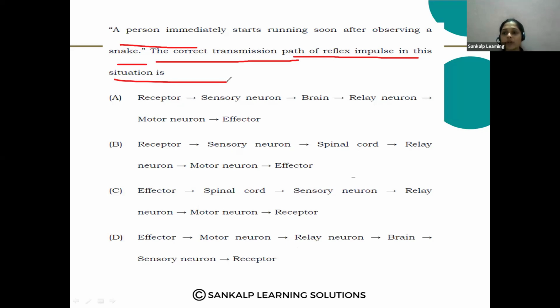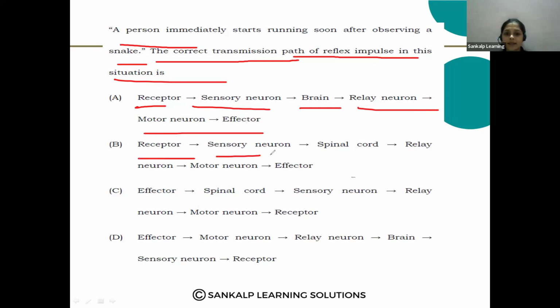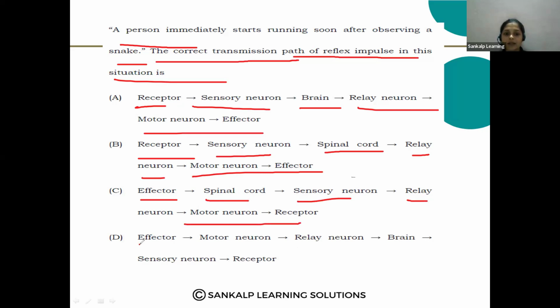ಸ್ನೇಕ್ ನೋಡಿದಾನೆ, ಸೊ ಅದಕ್ಕೆ ಇಮಿಡಿಯೇಟ್ ರನ್ ಮಾಡ್ಲಿಕ್ಕೆ ಸ್ಟಾರ್ಟ್ ಮಾಡ್ತಾನೆ. ಸೊ ಮೆಸೇಜಸ್ ಹೇಗೆ ಕ್ಯಾರಿ ಆಗತ್ತೆ ಅನ್ನೋದನ್ನ ನೋಡಿ. Option A: receptor, sensory neuron, brain, relay neuron, motor neuron, effector. Option B: receptor, sensory neuron, spinal cord, relay neuron, motor neuron, effector. Option C: effector, spinal cord, sensory neuron, relay neuron, motor neuron, receptor. Option D: effector, motor neuron, relay neuron, brain, sensory neuron, receptor.